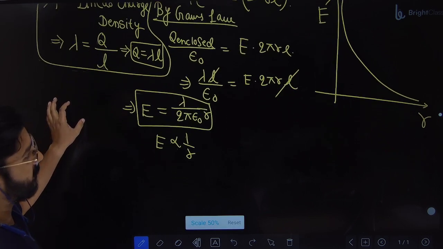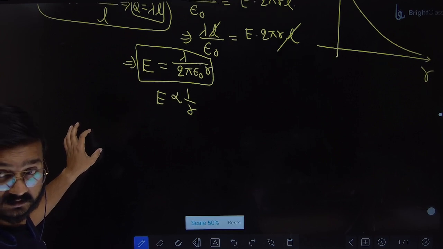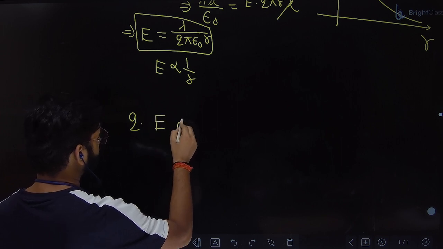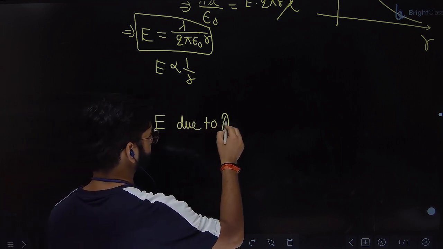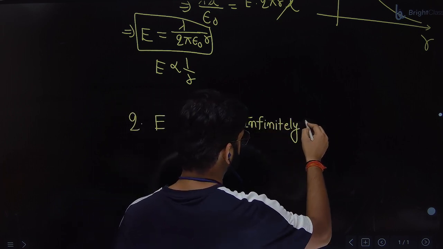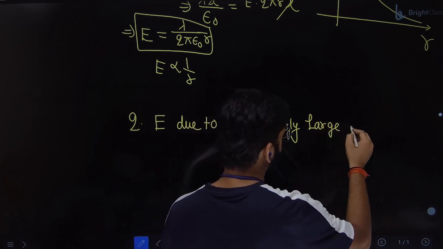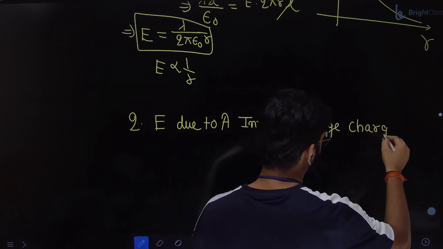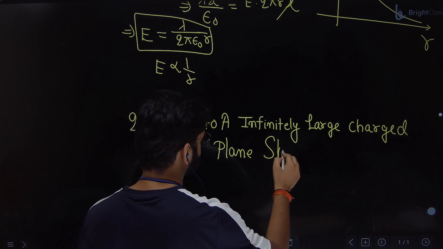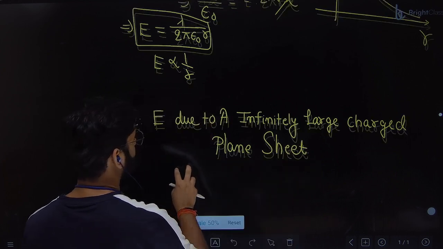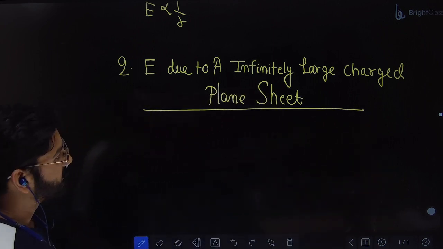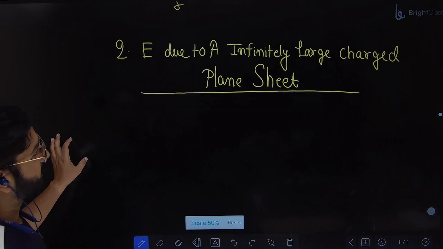Okay, write down the heading. Next, second part. All of you have drawn, right? Second heading: Electric field due to an infinitely large charged plane sheet. Electric field due to an infinitely large charged plane sheet. So what is the meaning of plane sheet?